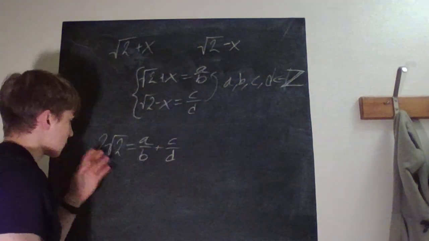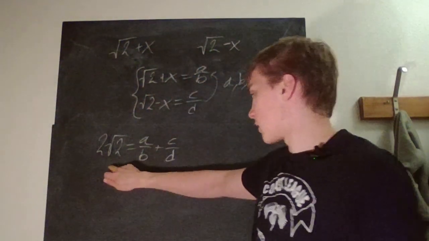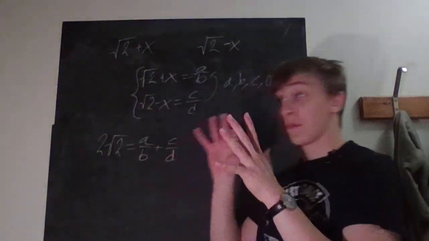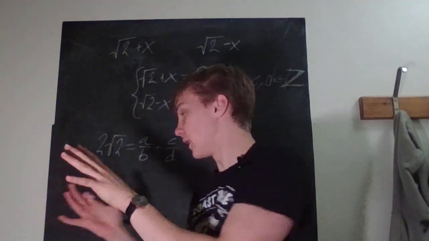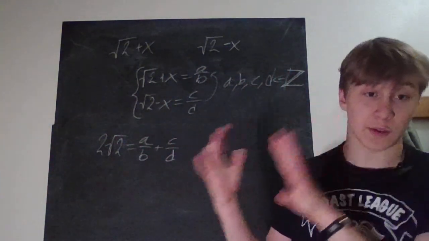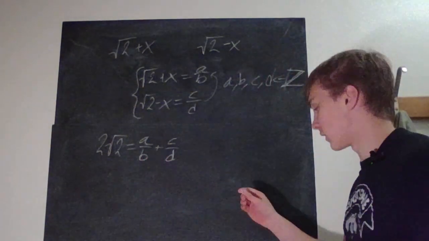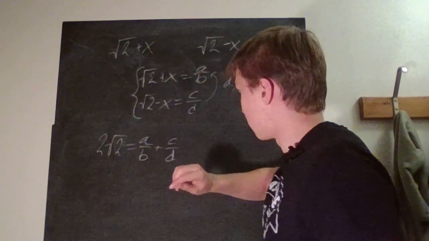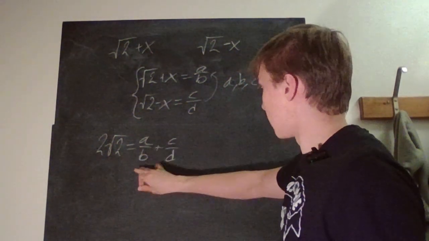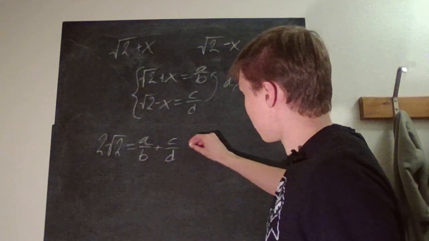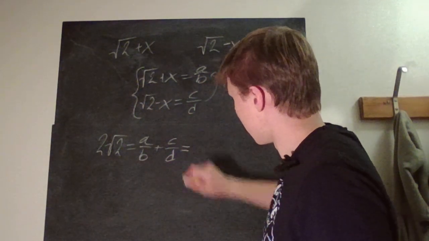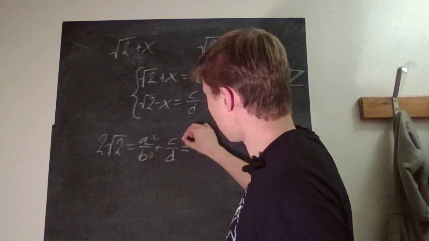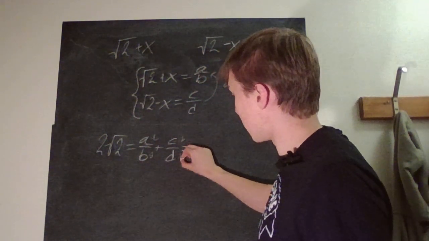Okay, and what do we do here? We want to isolate the square root, because we want to arrive at an expression where we have a clearly irrational thing on the left-hand side and a clearly rational thing on the right-hand side. And then we have concluded our point. So let's start by fixing this right-hand side. How can we rewrite this with a common denominator? Well, we multiply both of these by d, and multiply both of these by b.